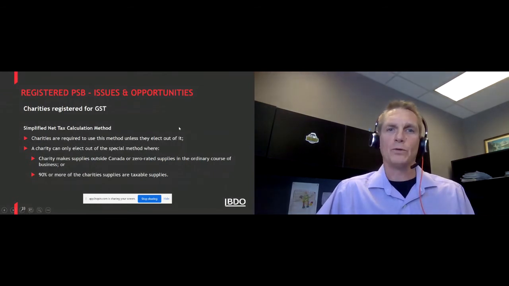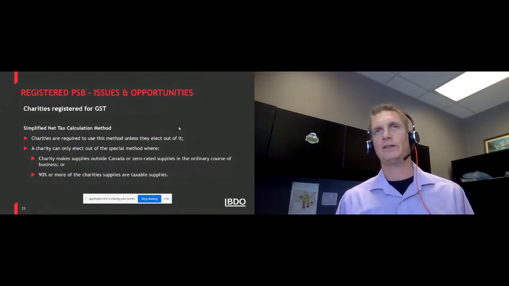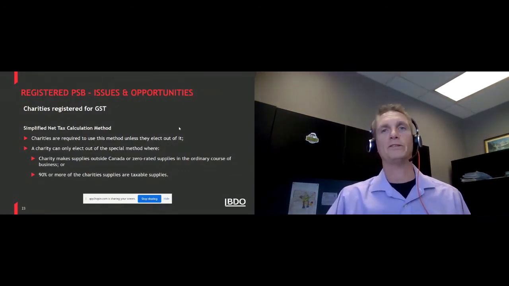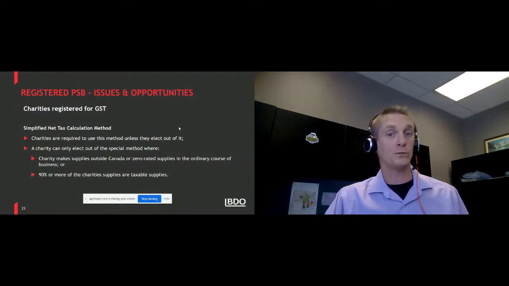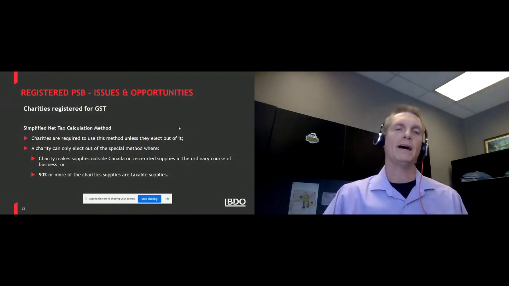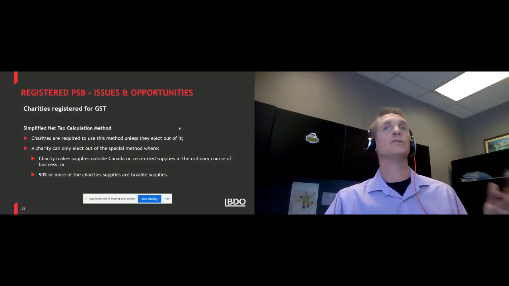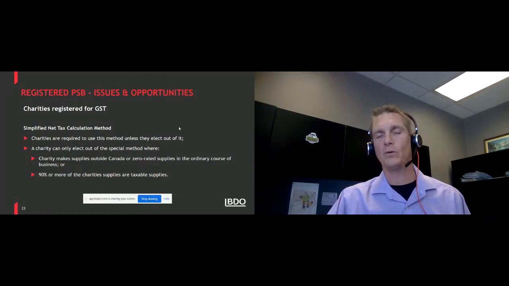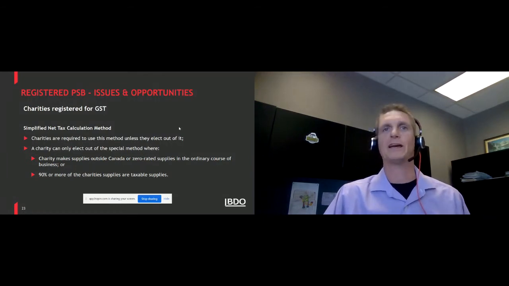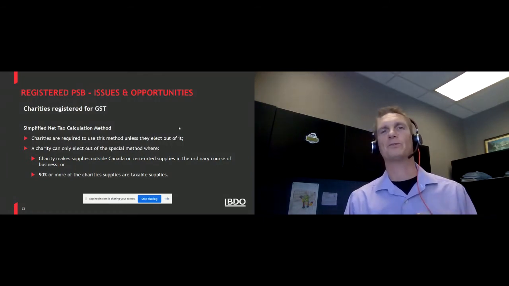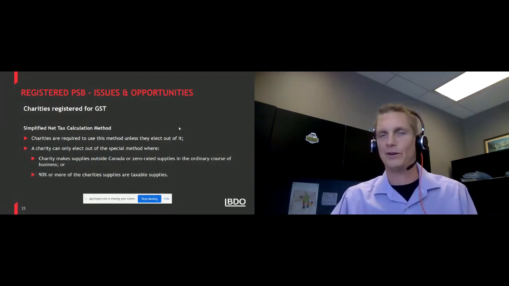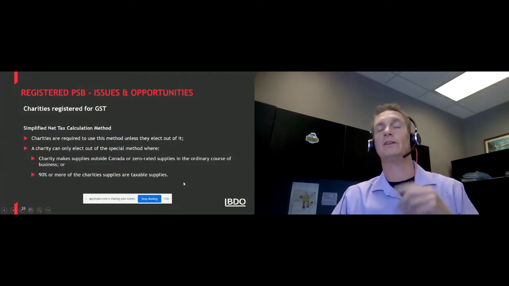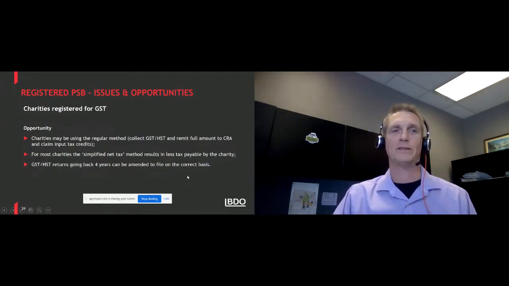So again, with this simplified net tax calculation method, charities are required to use it. It's not optional. Now, in some situations, you're allowed to elect out of it, but in order to elect out of it, if you want to, the charity has to either make supplies outside of Canada or make zero-rated supplies in the ordinary course of their business, or more than 90% of their supplies have to be taxable supplies. Those are situations where you don't ordinarily see charities fall into. But it can happen from time to time. But if you don't meet the criteria and you can't elect out, then you have to use this method.